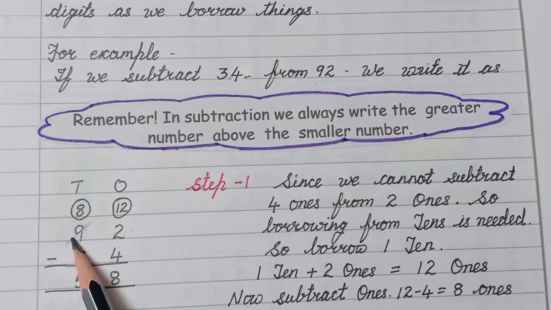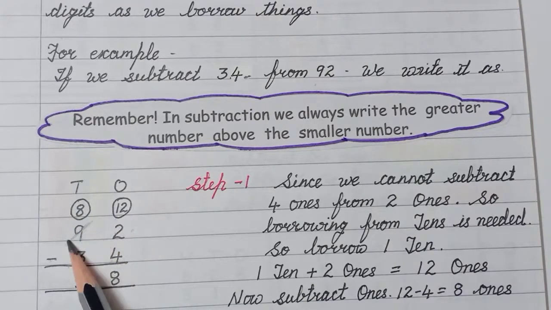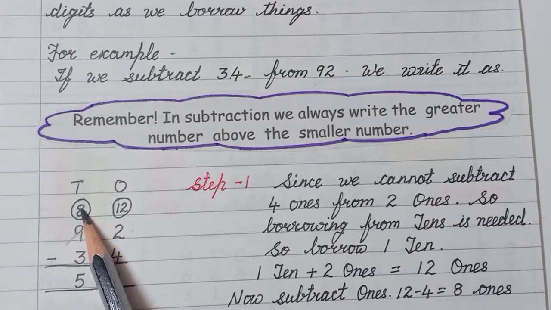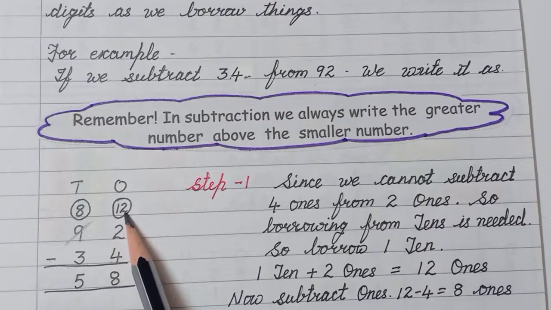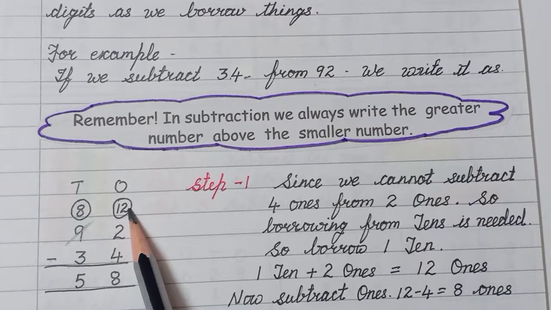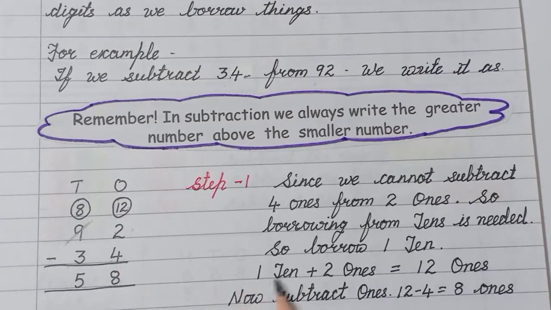So we will take 1 ten here. So cut and write 8 here. And 1 ten we have taken here. 10 plus 2 is 12. So now it is number 12. The greater number is here. 1 ten plus 2 ones make 12 ones.